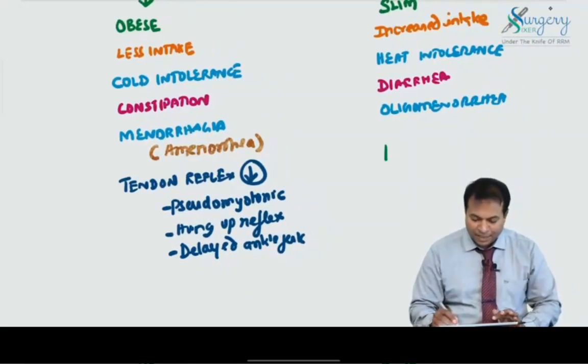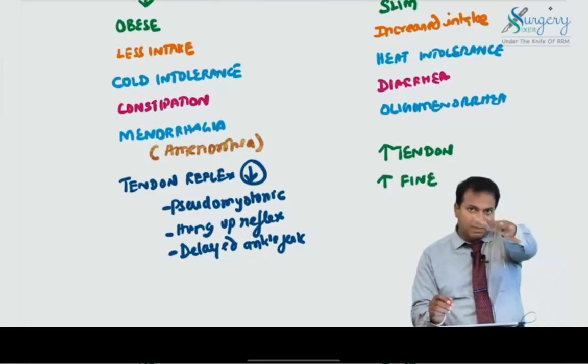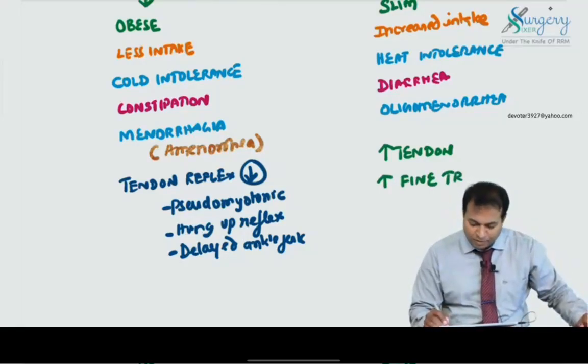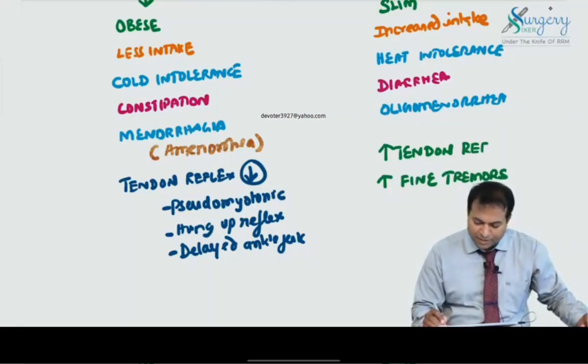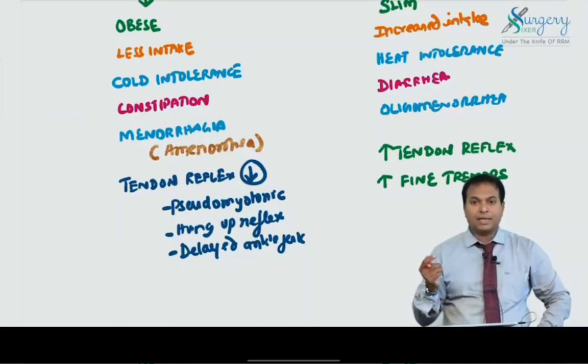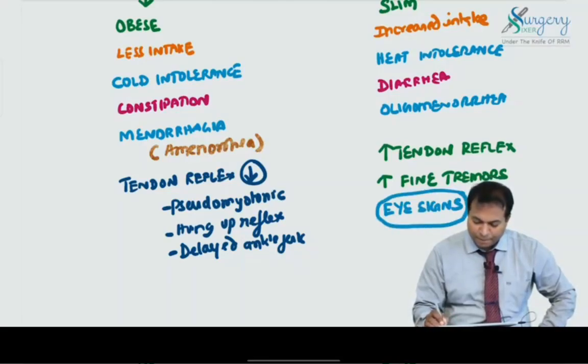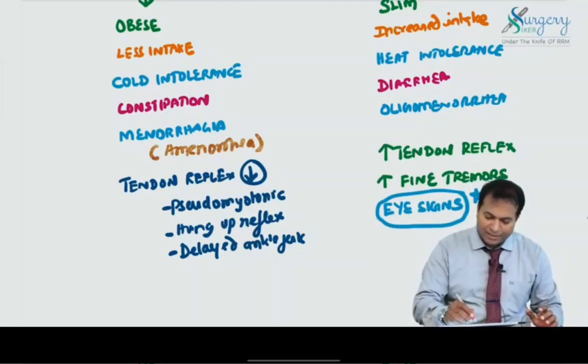Whereas in hyperthyroidism, there is increased tendon reflex, and there are fine tremors. The hand will have fine tremors. The tremors in thyroid will be like this, fine tremors. They will have increased tendon reflex and fine tremors will be present. And they also have eye signs, which I am going to discuss separately. They will have classical eye signs, and the main eye sign is exophthalmos.